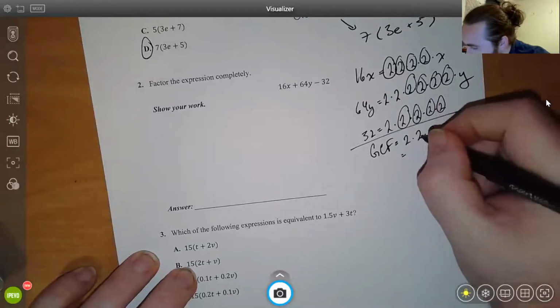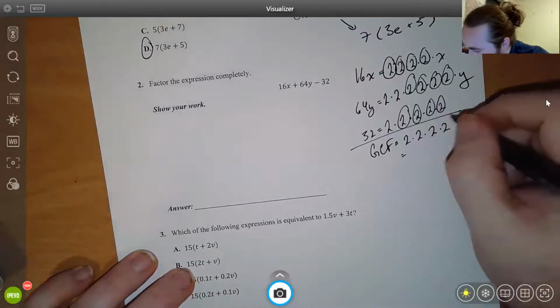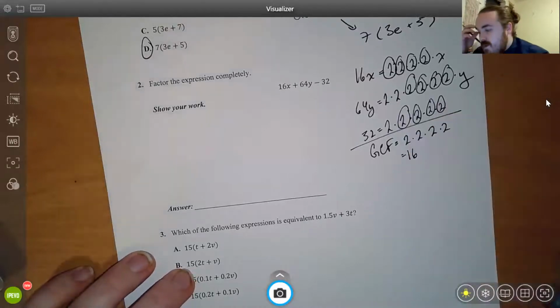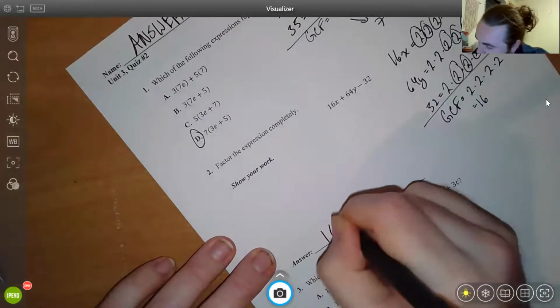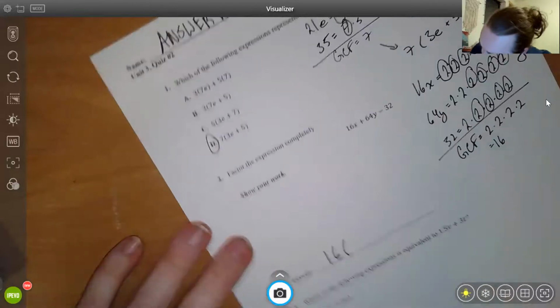2 times 2 is 4, times 2 is 8, times 2 is 16. But GCF is 16. Awesome. So I know I'm going to have 16 outside my parentheses. Now let's divide them out.